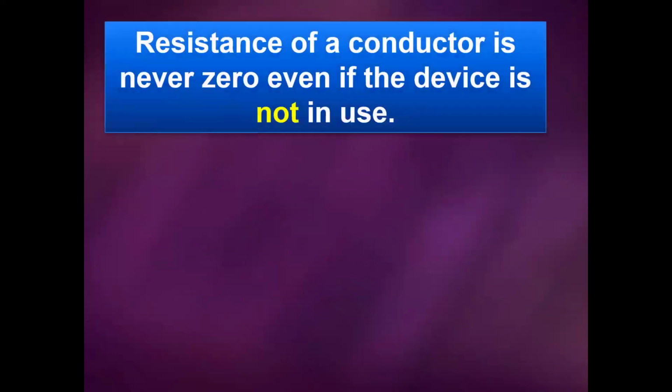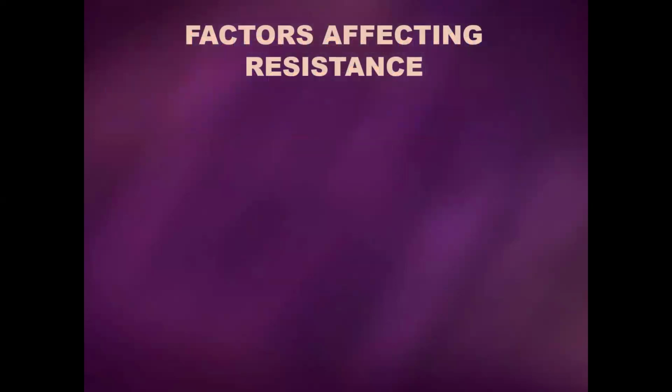Our next concept: resistance of a conductor is never zero, even if the device is off. So if your home device is off, resistance is not zero. Why? Resistance is the capacity. It is just like moving, jumping atoms. They are always jumping. This is the atomic structure concept. So resistance is always present.